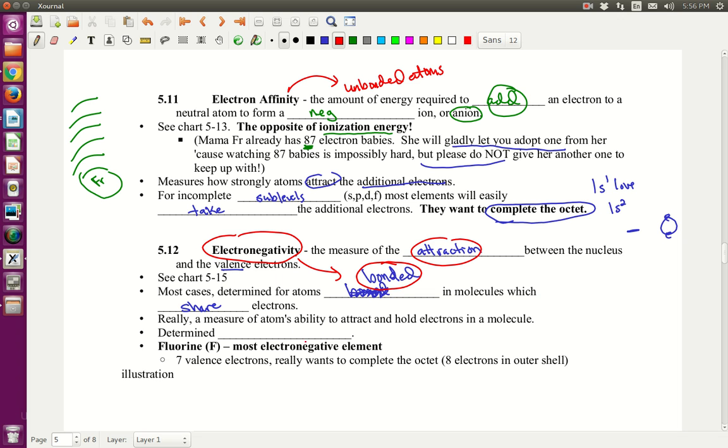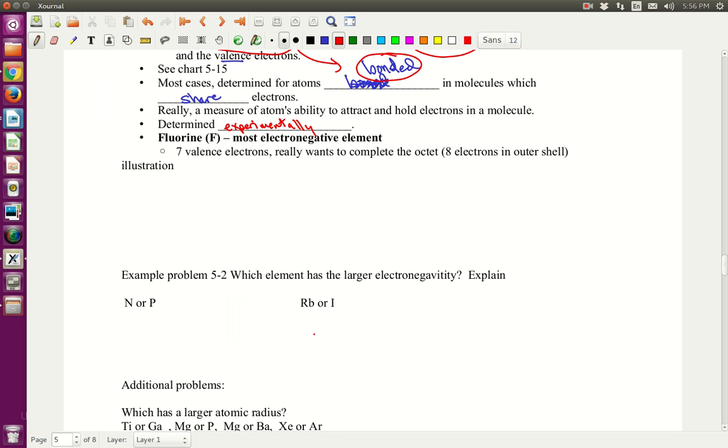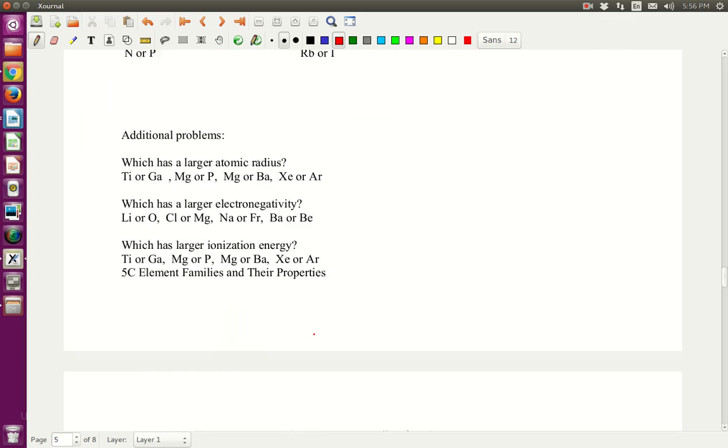Really, it's a measure of an atom's ability to attract and hold electrons in a molecule, and it's determined experimentally or mathematically. Okay? Fluorine is the most electronegative element on the chart, and it really wants to complete the octet.